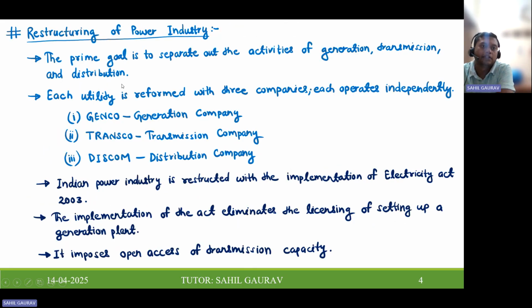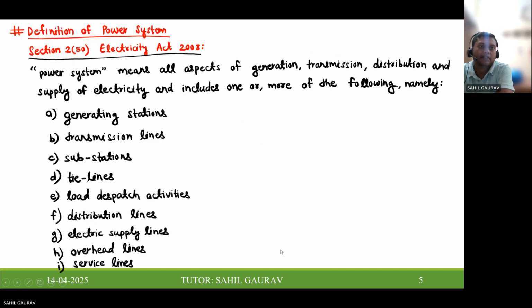Now how the power industry restructures. You can see this restructuring of power systems. These are theoretical parts. And what is the definition of power systems? Power system means all aspects of generation, transmission, distribution, and supply of electricity, and that includes one or more of the following. It covers all parts, from the generating station to the transmission system and to the load side, the distribution system, which has overhead line, service line, electrical supply line, distribution line.